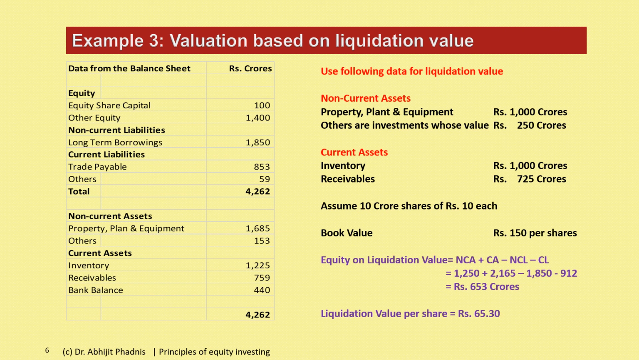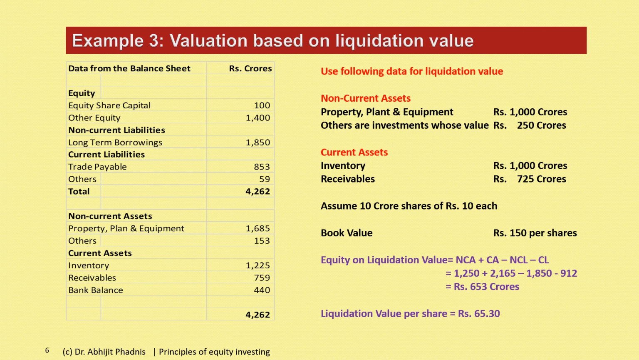Again, we assume the same 10 crore shares of 10 each as can be seen in terms of the equity share capital, and the book value comes to the same number as example 2, which is 150. Again, we replace all the values of NCA, CA, NCL and CL, and that's where we notice that the liquidation value per share is significantly lower as compared to the replacement value. So here again, we have used the liquidation value of inventory and receivables, and of course bank balance we would be able to realize at the same value.